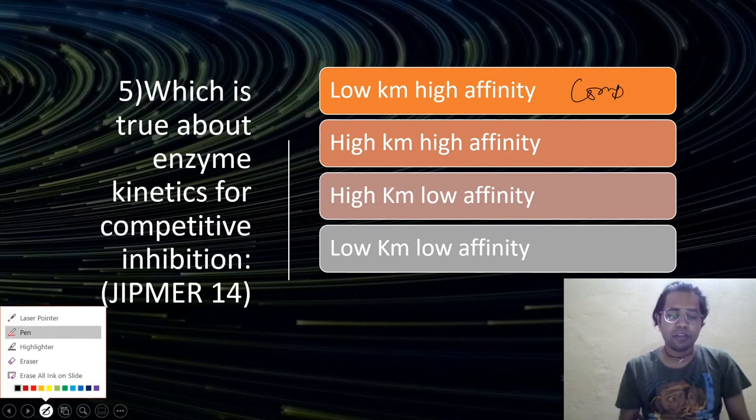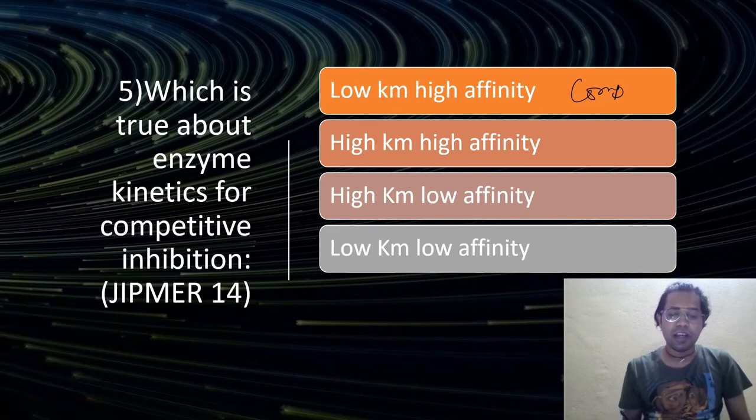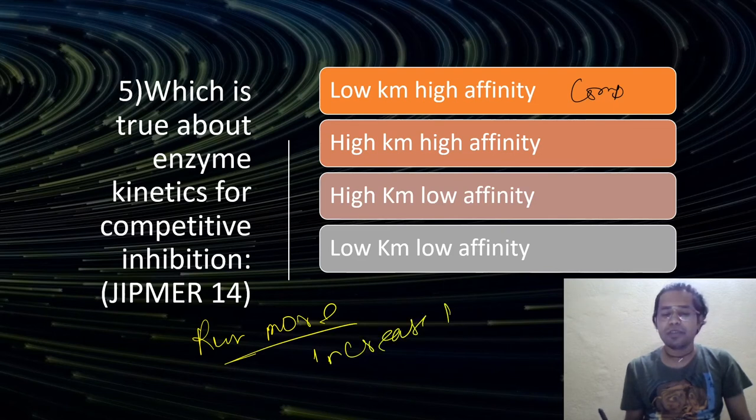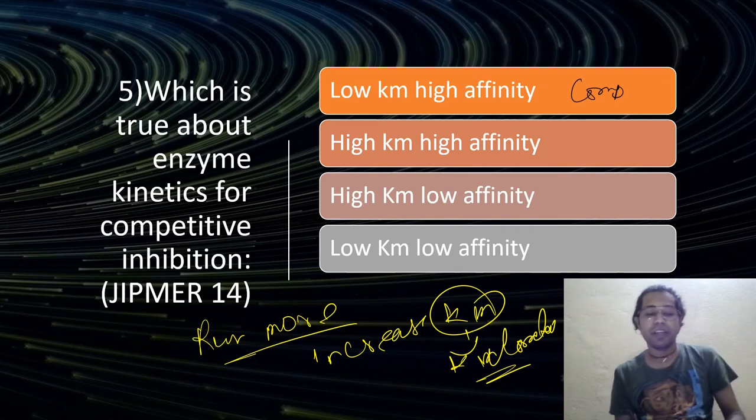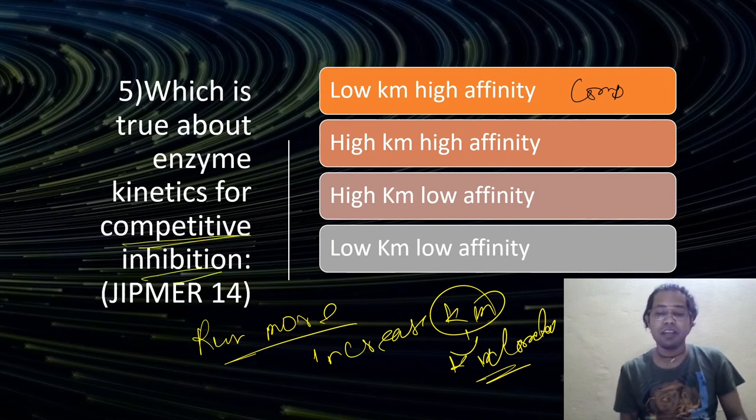If there is a competition, what you have to do? You have to run more, ठीक है, to increase KM. KM is for kilometer, not kilometer exactly, but for remembering we say kilometer. So increase KM will be there. Whenever it is given competitive inhibition, increase KM. Where is increase KM? Anywhere, high KM. High KM is given, it's correct, but affinity will be low.